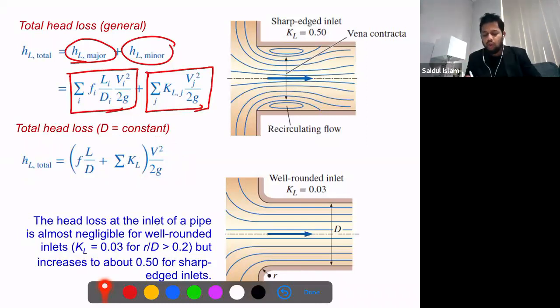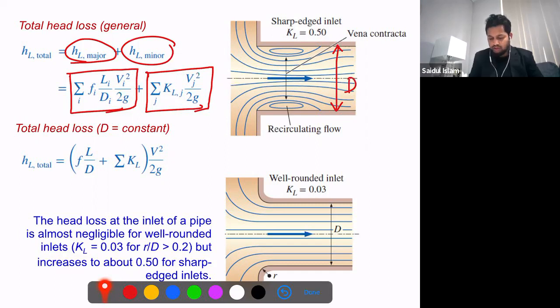Now, look at these two figures. Can you see any difference between these two figures, guys? This is the pipe inlet, and this is the pipe. The same diameter, this D and this diameter here are the same. This line here and this diameter are the same.